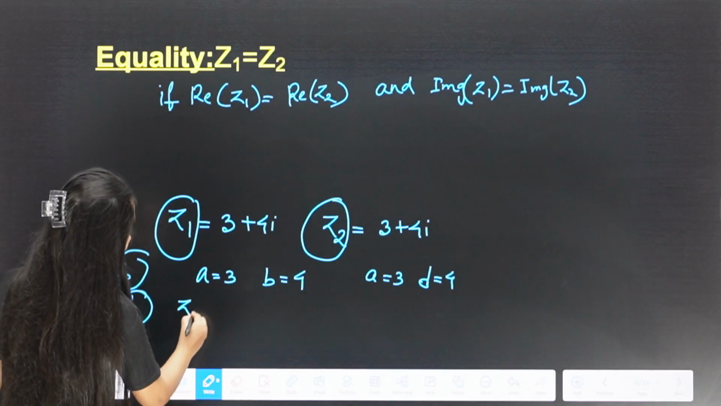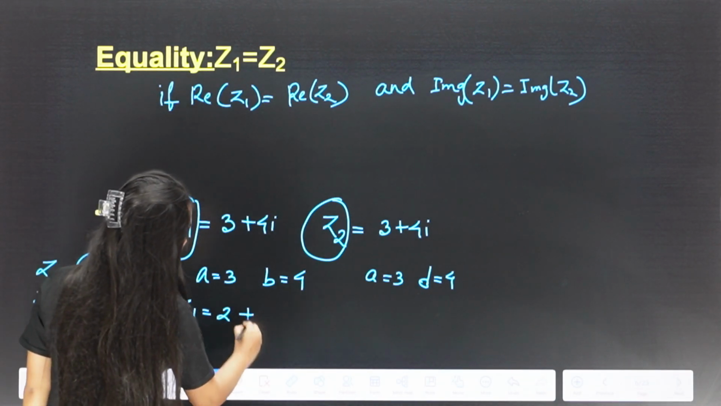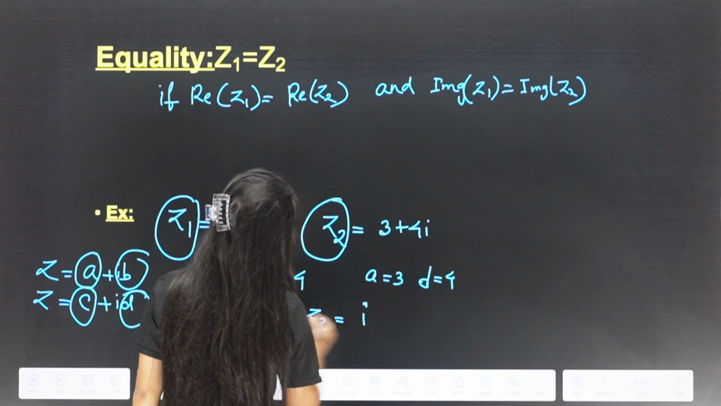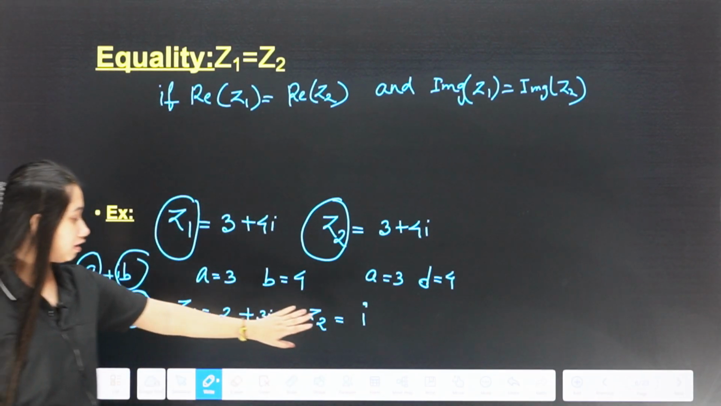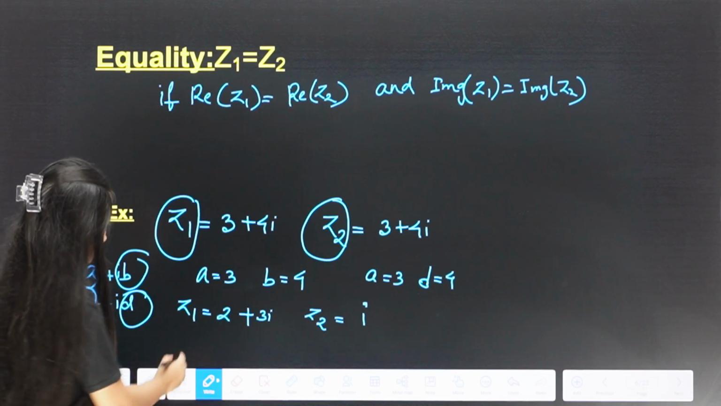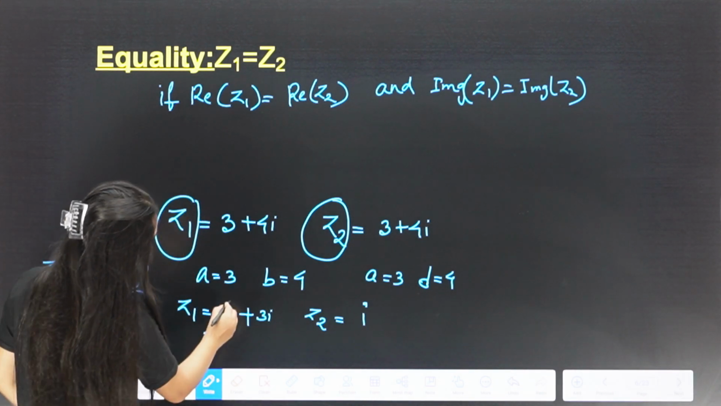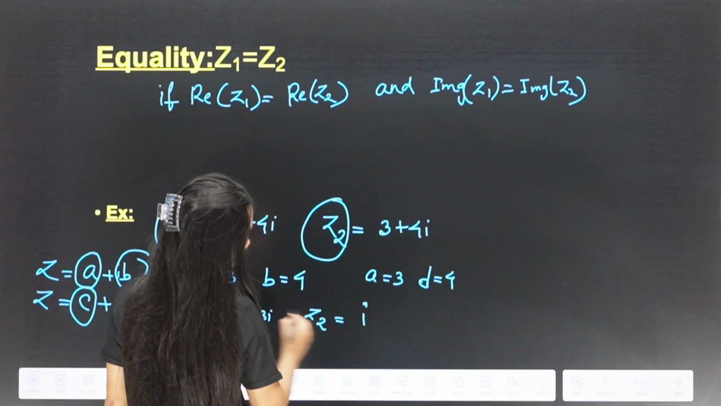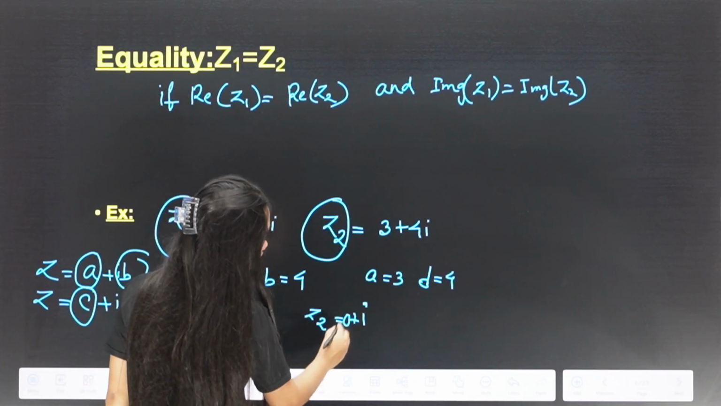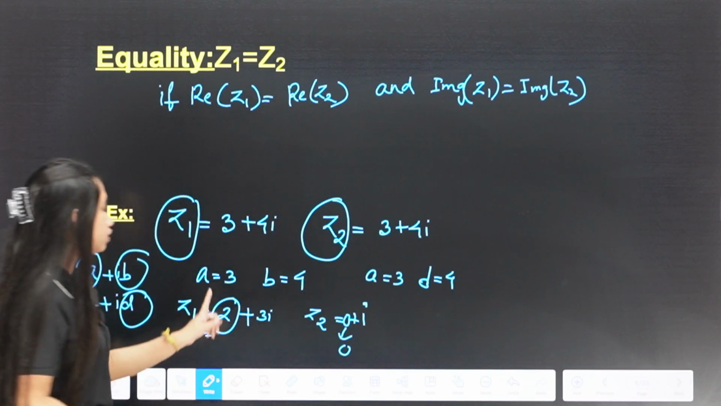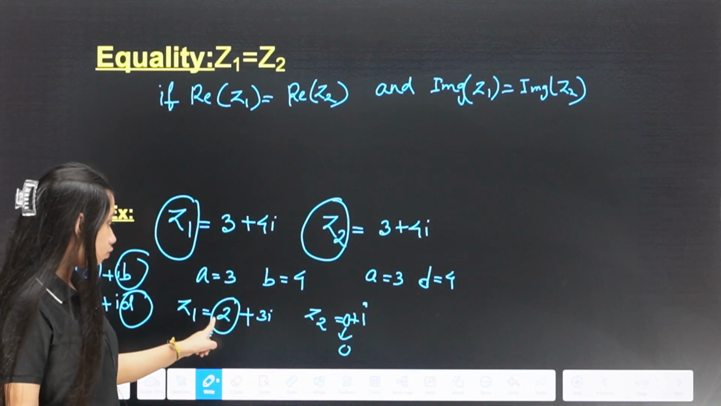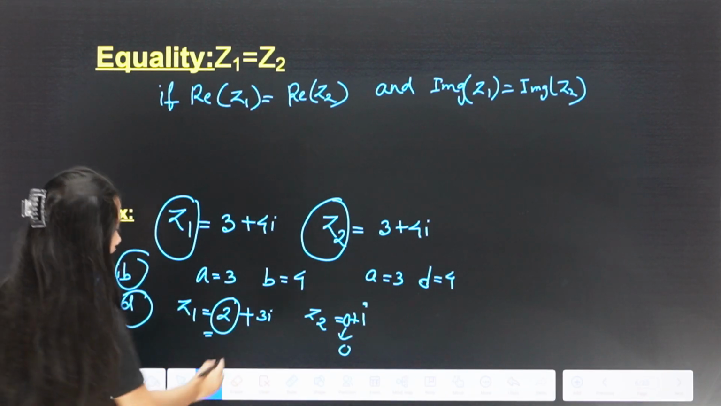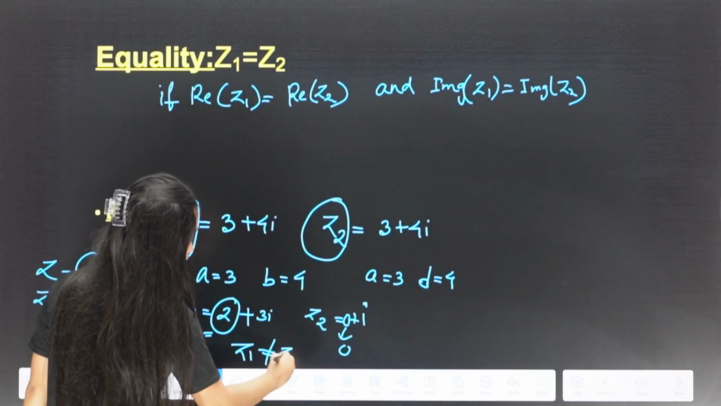Again, for example, I have taken z1 equal to 2 plus 3i, and z2 equal to i. Here we can tell simply by solving it. The real part of z1 is 2, but what is the real part here? There is no real part here, that is, we can write it as 0 plus i. So the real part is 0. Since here the real part is 2 and here the real part is 0, these two complex numbers are not equal. That is, z1 is not equal to z2.